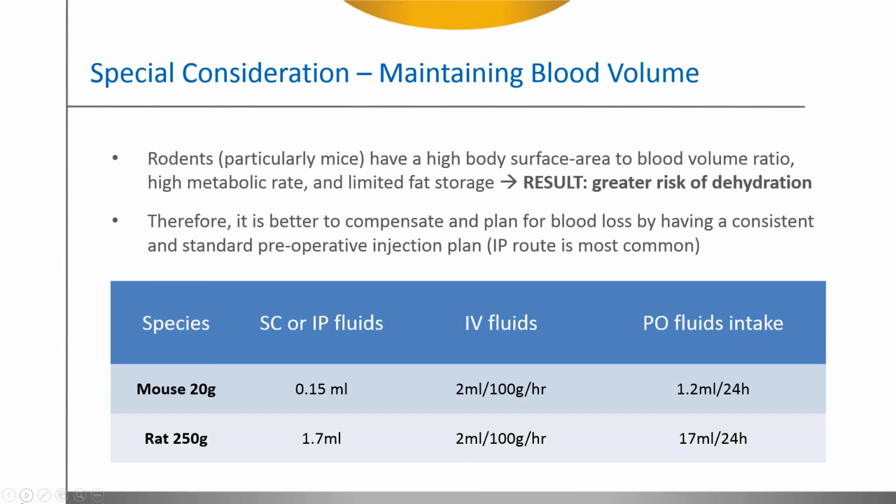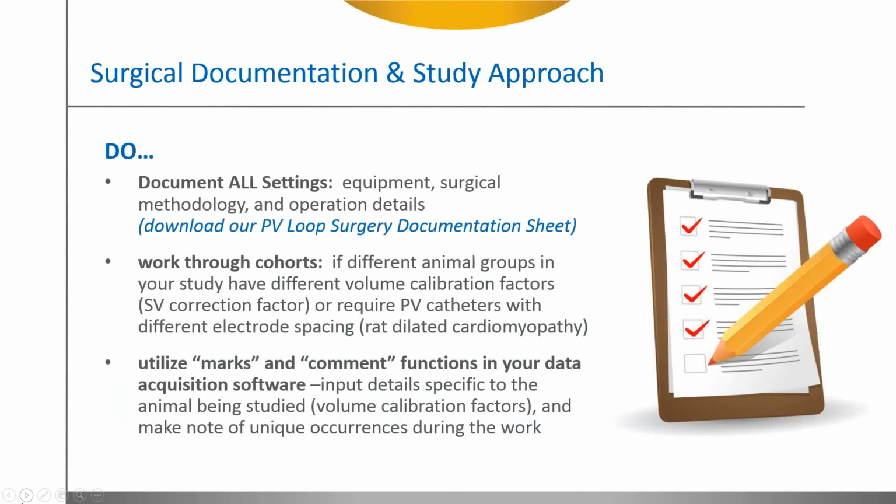The best practice is to, for example, replenish the lost blood before you start the PV, or you do it during the procedure. You write your SOP for the injection plan and do it during the procedure. But I suggest doing it before the procedure begins. So, going to the surgical documentation.